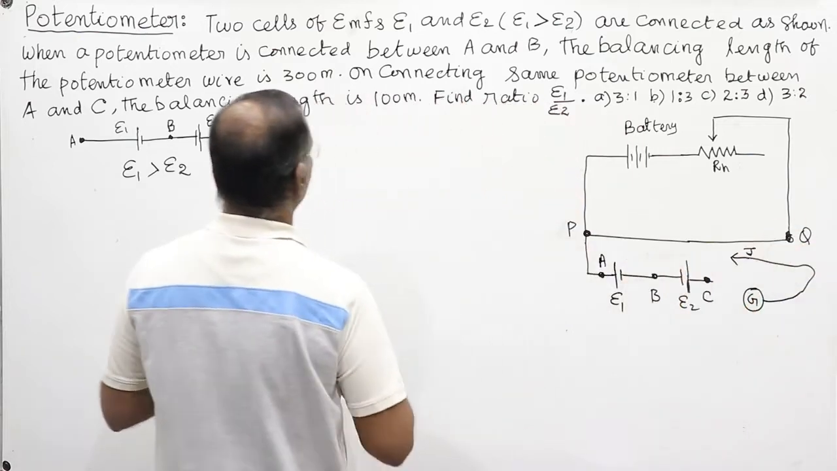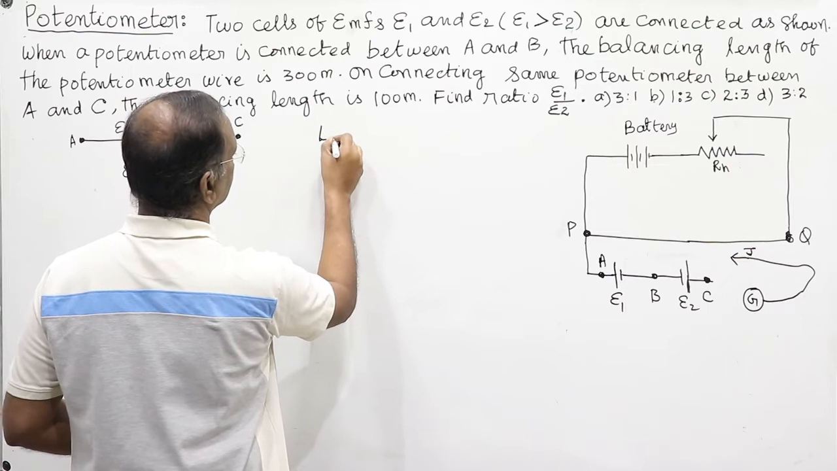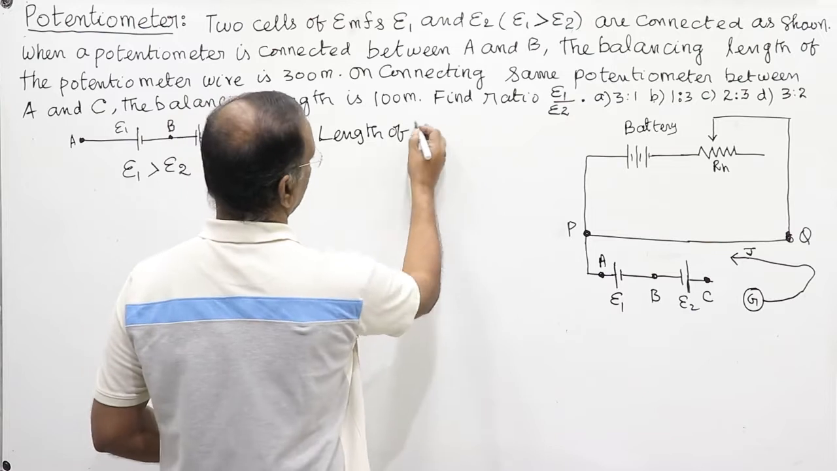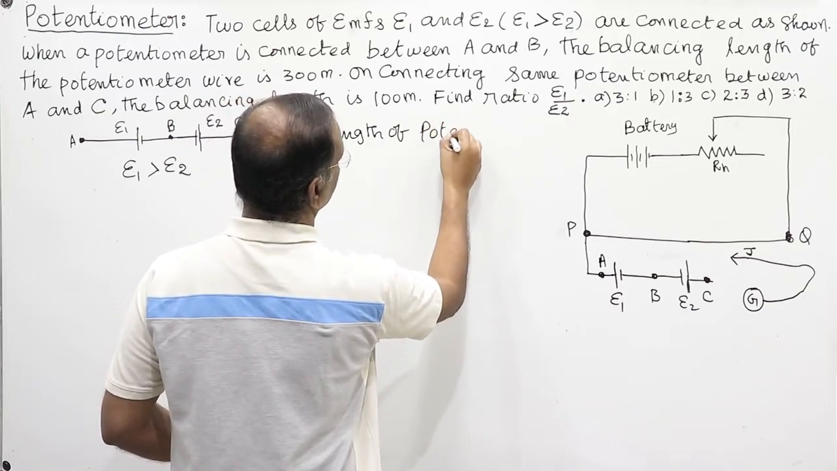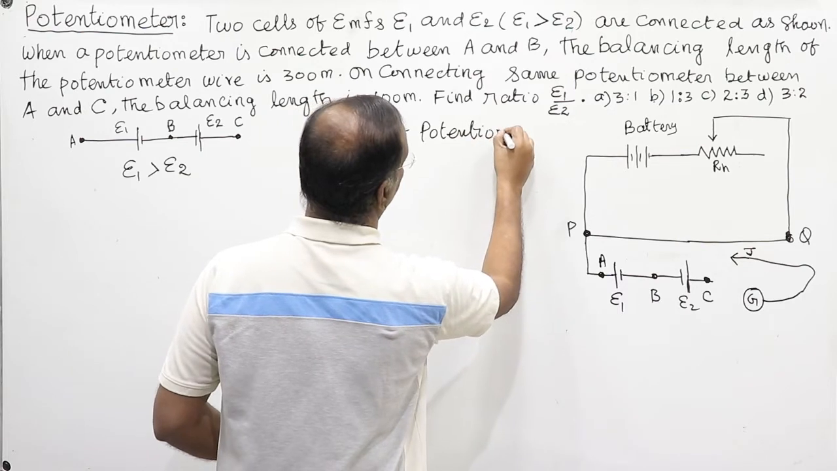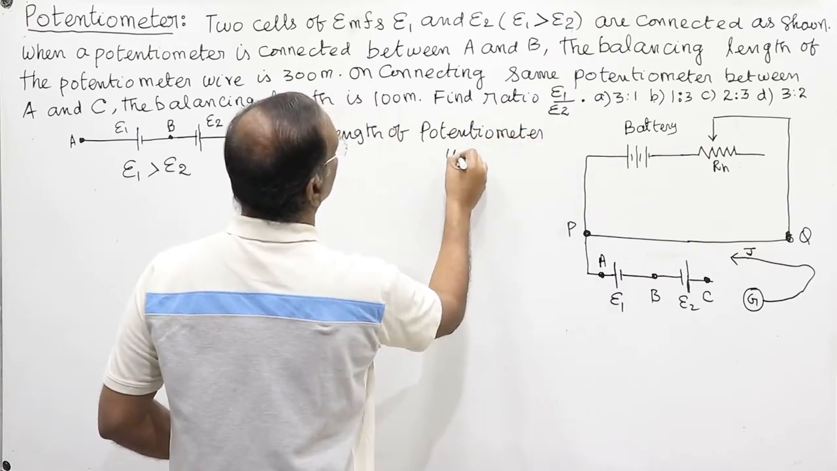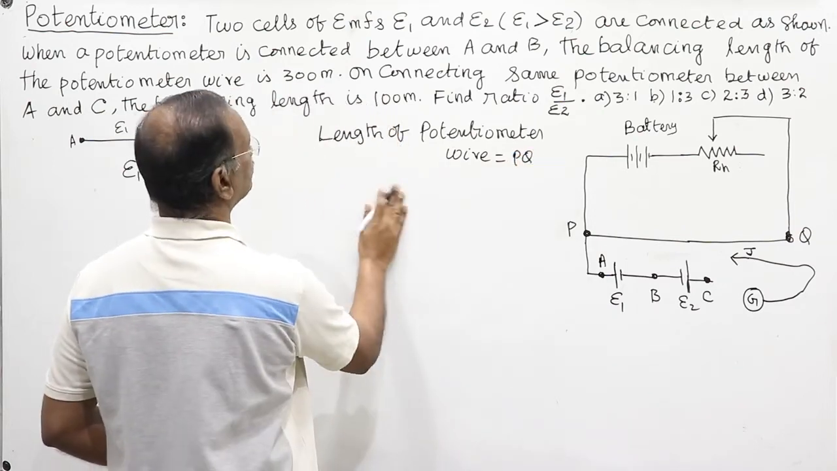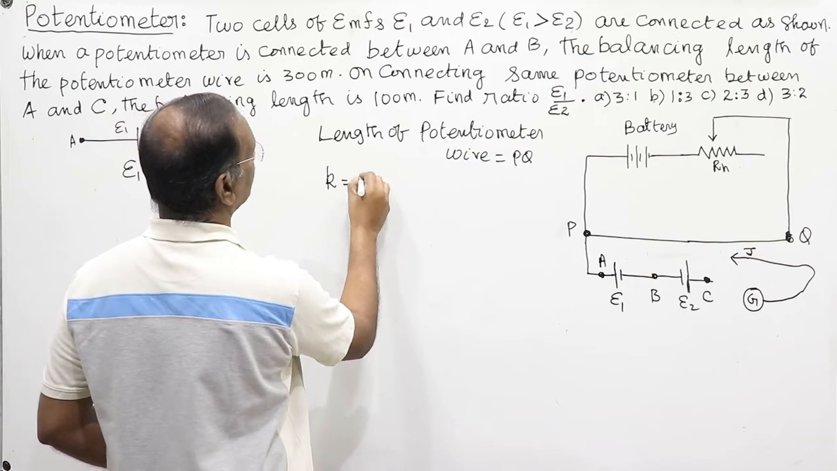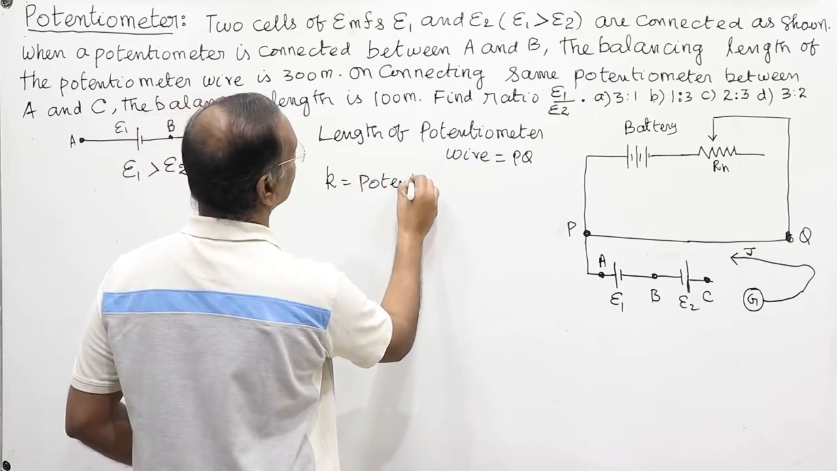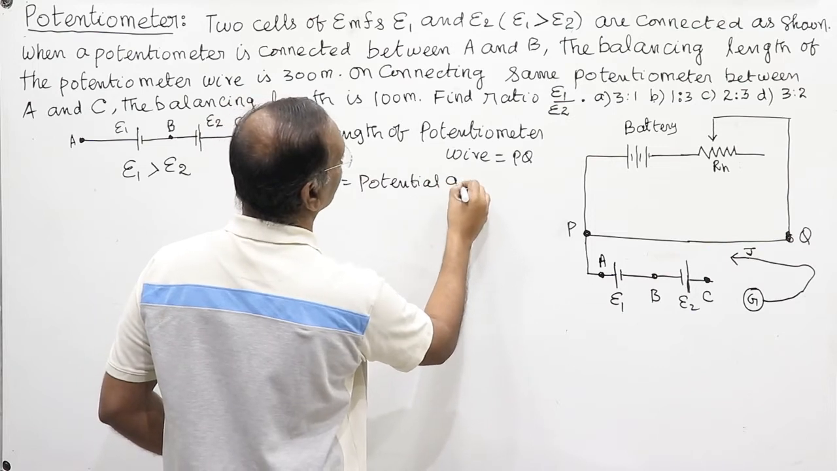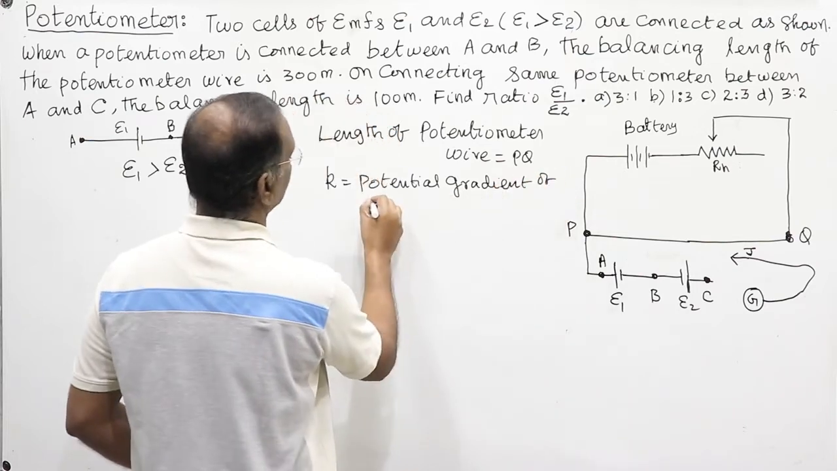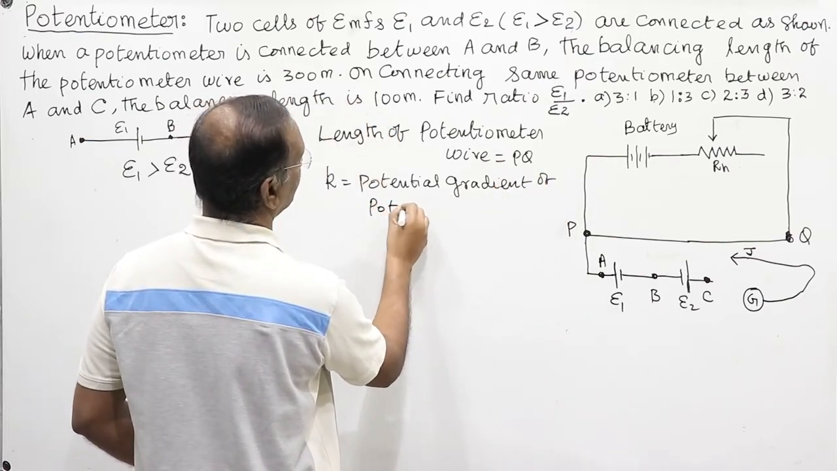where PQ is the length of the potentiometer wire, and K is the potential gradient of the potentiometer.